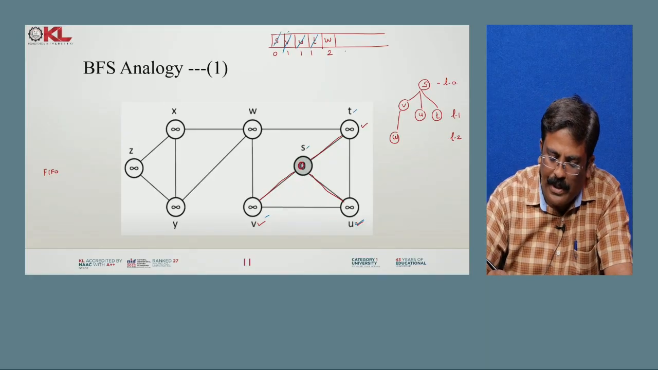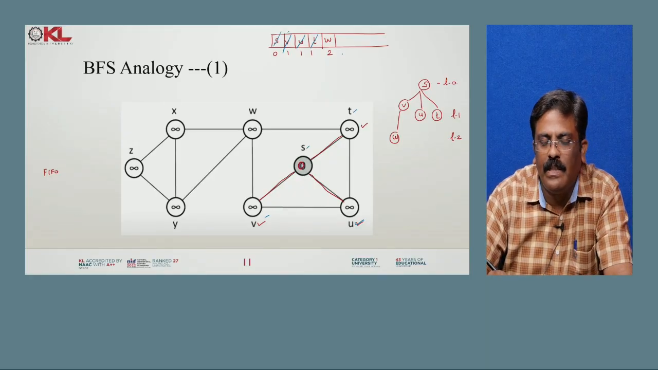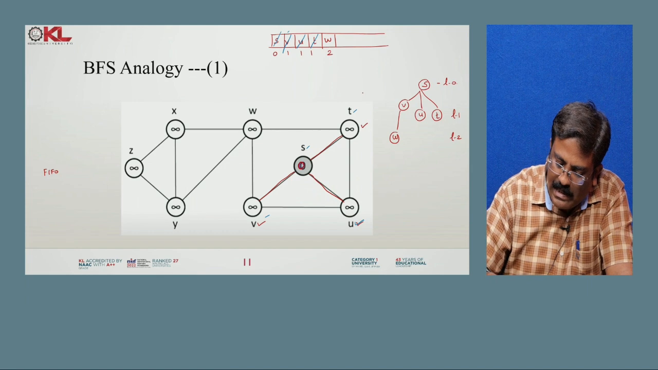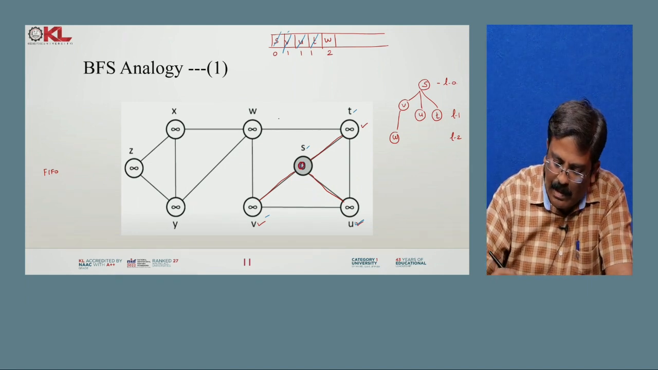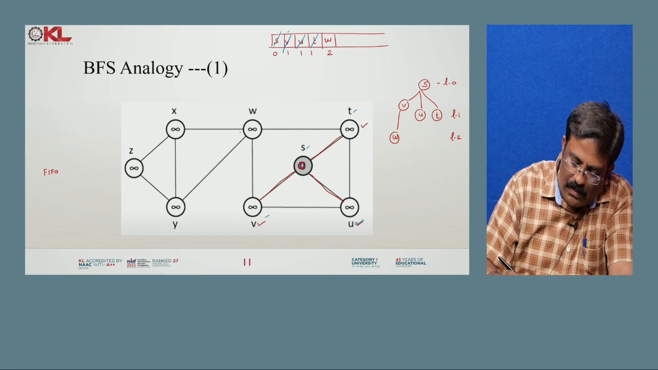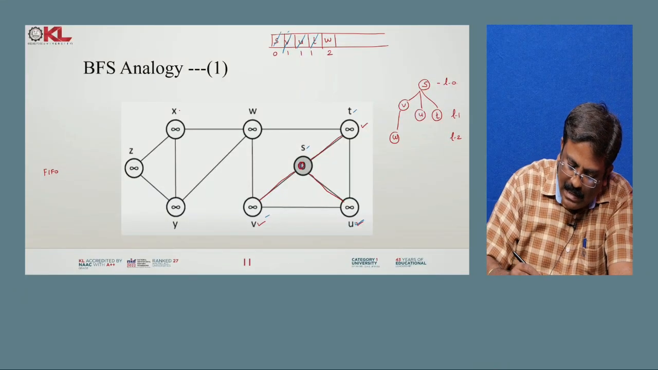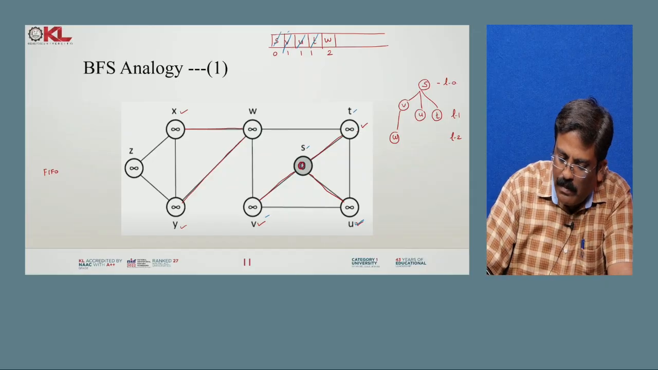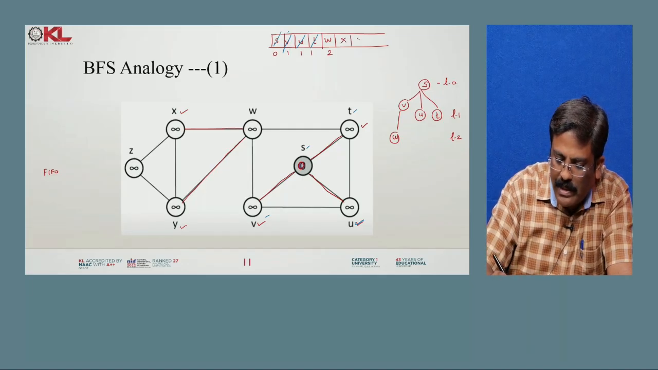So what is available in the Q now? In the Q, what is available is nothing but W, and we see whether there is any adjacency from W. Of course there is an adjacency. One is we can go from W to T, or we can go from W to X as well as Y, because we have connectivity between W and X and between W and Y. But W to T is not possible. Why? Because it is already visited, so no need to go there. So from W we can go to X and Y.